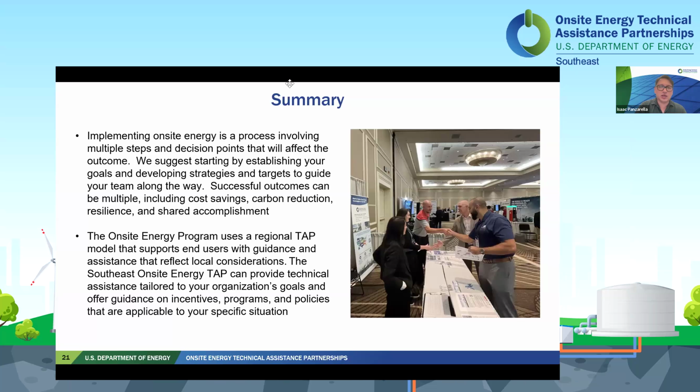So I just want to summarize, and I agree with both what you said, Will and Adiel. For us, implementing on-site energy is really a complex process. There's multiple steps and decision points, and it really requires critical thinking. That's what we're here to do, to help you with. And we really want you to ultimately have a successful outcome, whether it's in terms of cost savings, carbon reduction, resilience, and just having a shared accomplishment and owning a really great on-site energy system that everyone can be proud of. With that, I guess, Anna, you want to show us the last slide and wrap up for us, please?